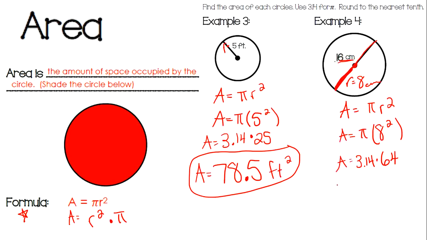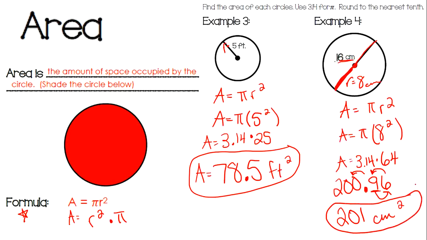So our final answer is 200.96. And this is going to get really funky with rounding because we want to round to the nearest tenth, which means we look at this number. Well, that's a 6, which means that we move this number up 1. But if we move 9 up a number, that comes to 10. So that means that we're moving the next decimal spot up another number. So our final answer is actually 201 centimeters squared.